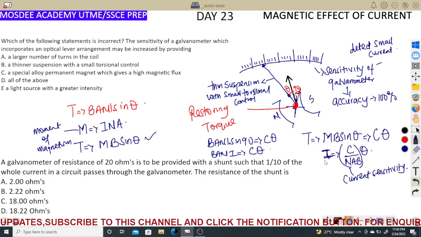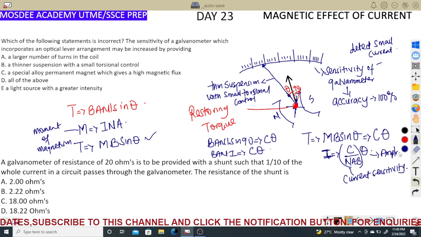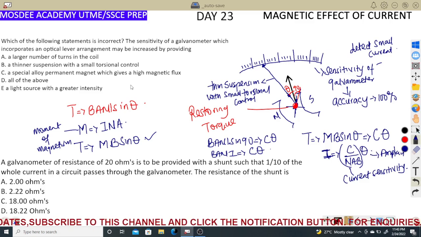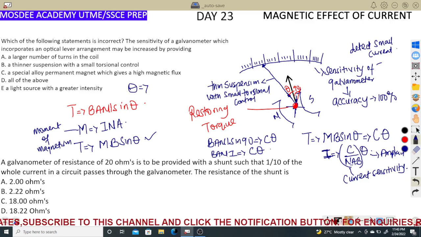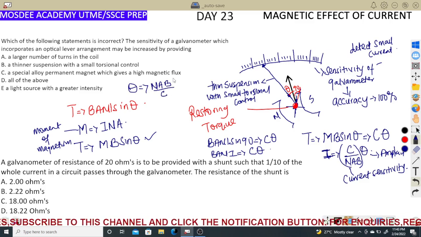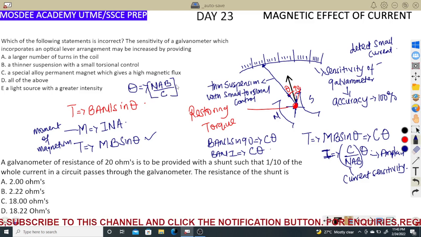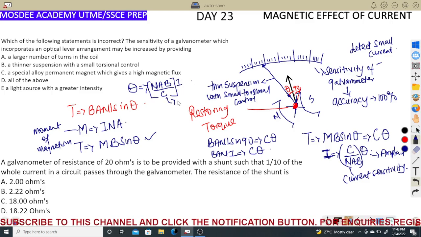We can also define current sensitivity in either way. In this way, it is measured in ampere per radian. The SI unit is ampere per radian. It can also be defined in the reverse way. I can define it in terms of the angle theta. Make theta the subject of the formula from here. It will be equal to NAB over C. And in this case, the SI unit is what?